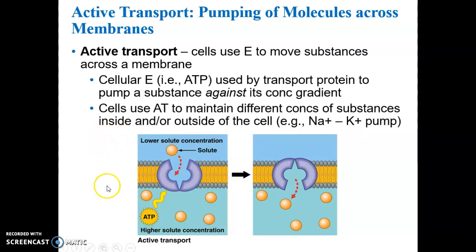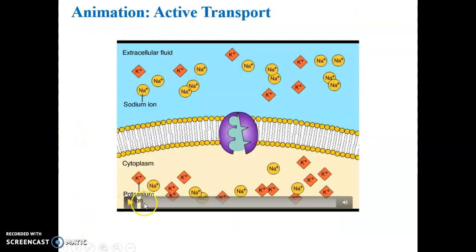So cells can use active transport to maintain concentration gradients of substances inside and or outside of the cell. And that's actually how the sodium-potassium pump works. The sodium-potassium pump is an example of active transport, as we'll see here.